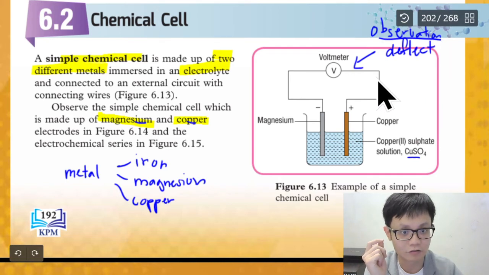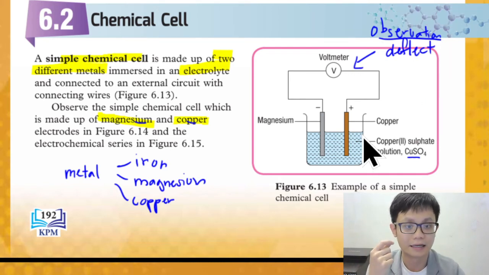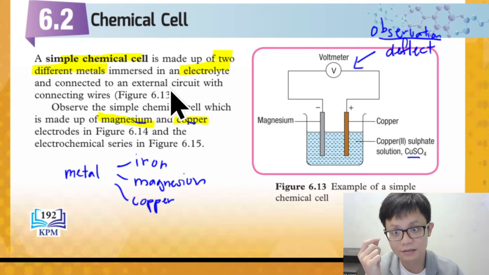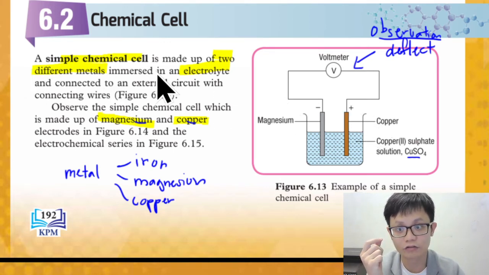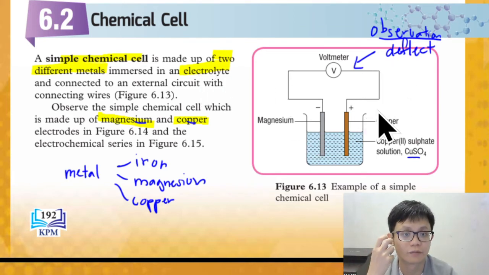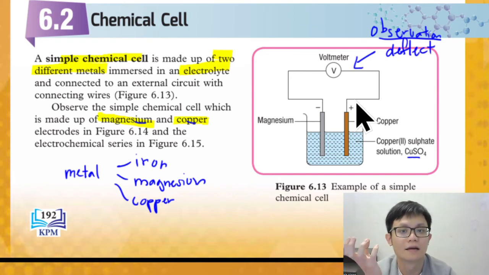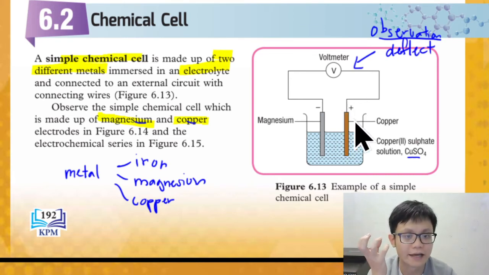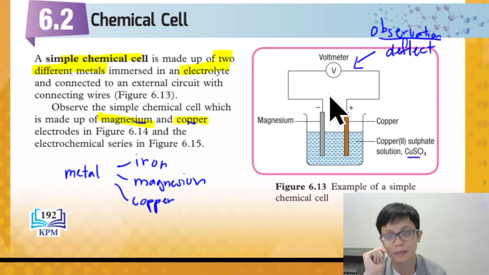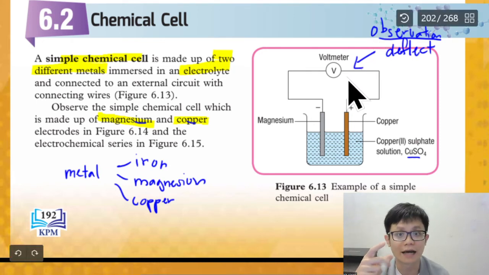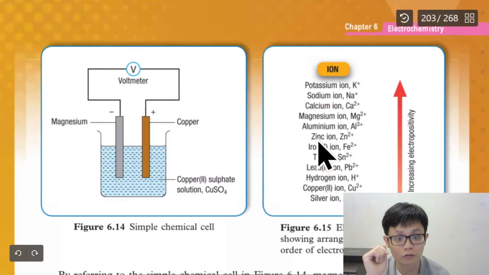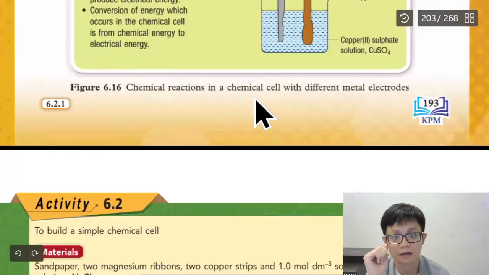And what is the conclusion? Electricity is produced when we immerse two different metals into an electrolyte. Okay, so we know from this experiment that we can make electricity. What we just need to do is use two different metals. This is like in your battery. If you cut open your battery, there are two metals in the battery.